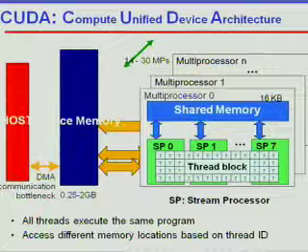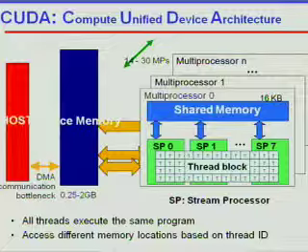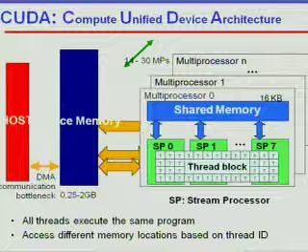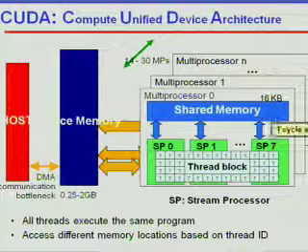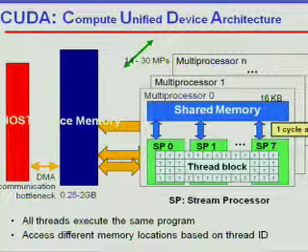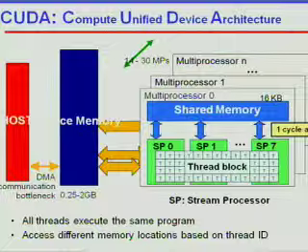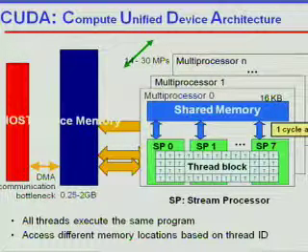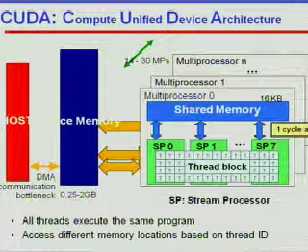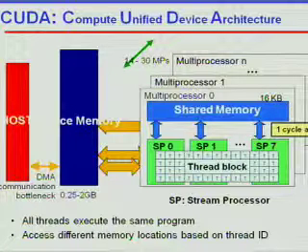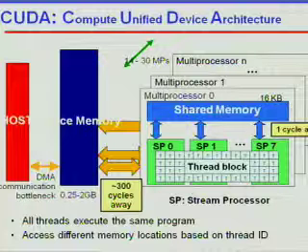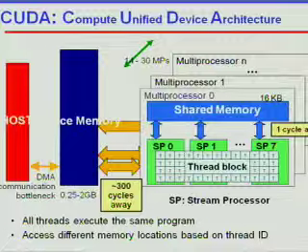And there are different features for the different pieces of memory. For the shared memory, it's very fast. It can be accessed in one cycle, but there is only limited memory there. For the global memory, although there is a large chunk of it, the access time is very slow.